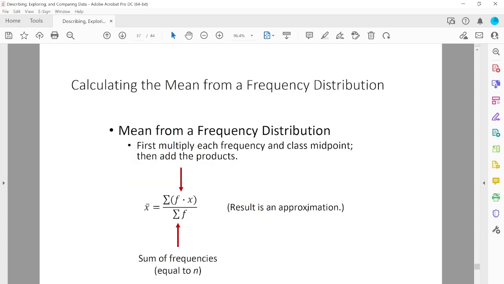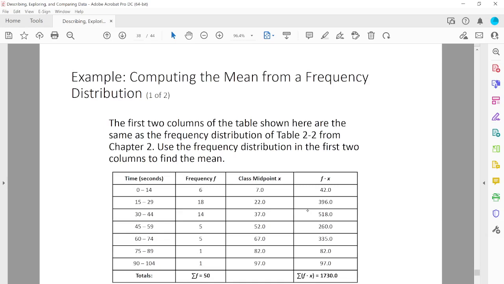Okay, sometimes we also have to calculate the mean from a frequency distribution. If you remember from previous sections, we have the frequency distribution. To calculate the mean from a frequency distribution, we can use this formula. We multiply the frequency by the midpoint of each class and divide by the total frequency. I'm going to give you one example here.